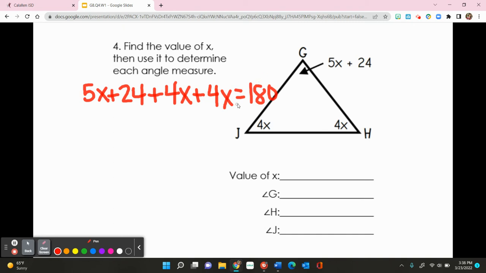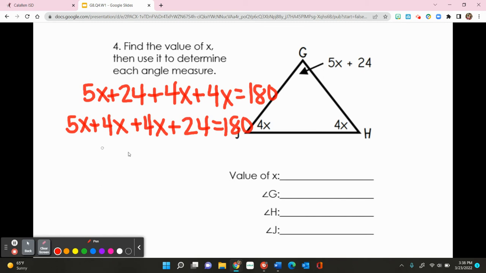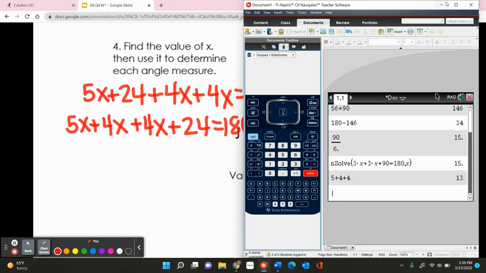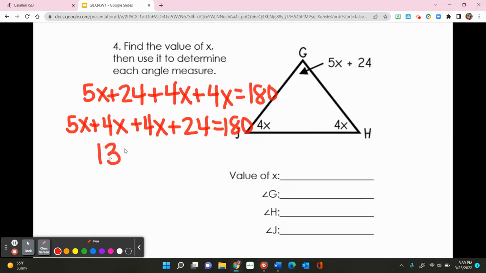So now, you can solve it by hand or you can use InSolve. Again, I'm going to do both. So here, I first want to add together all of my x's. So I have 5x plus 4x plus 4x plus 24 equals 180. I just grouped my x's together and I left the constant at the end of the expression. So now 5x plus 4x plus 4x. So 5 plus 4 gives me 13. So I have 13x plus 24 equals 180.